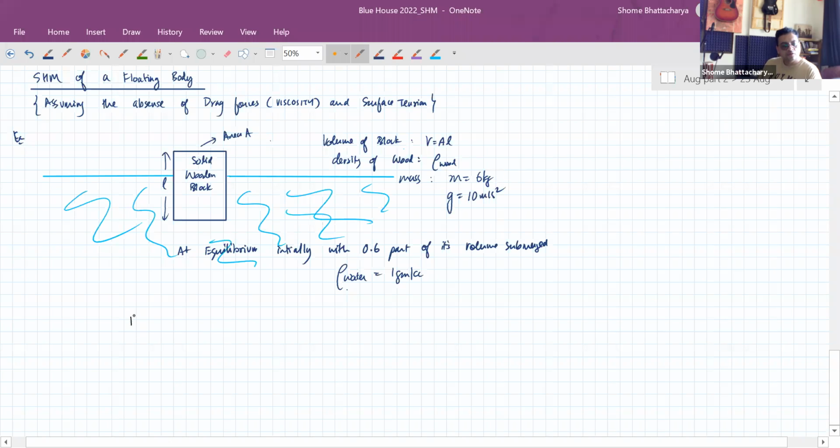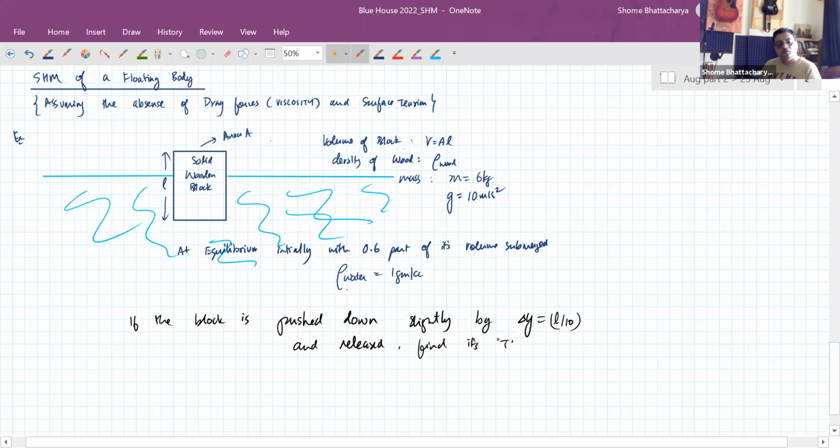Okay, so if the block is pushed down slightly and released, by, let's say, a vertical displacement of L by 10, and released, find its time period of SHM. Okay, so first of all, before you find the time period, you show that it will perform vertical SHM.